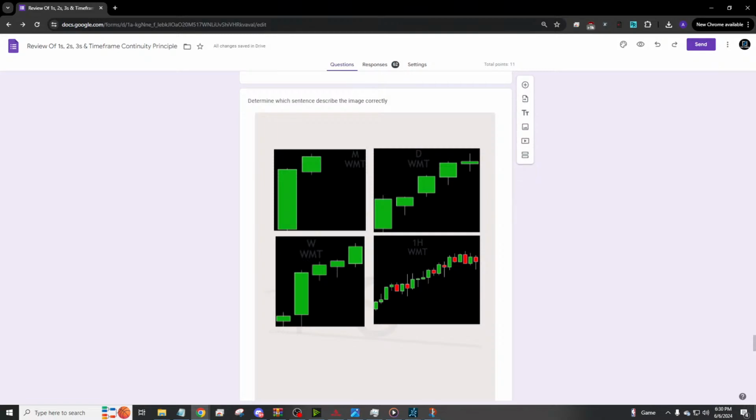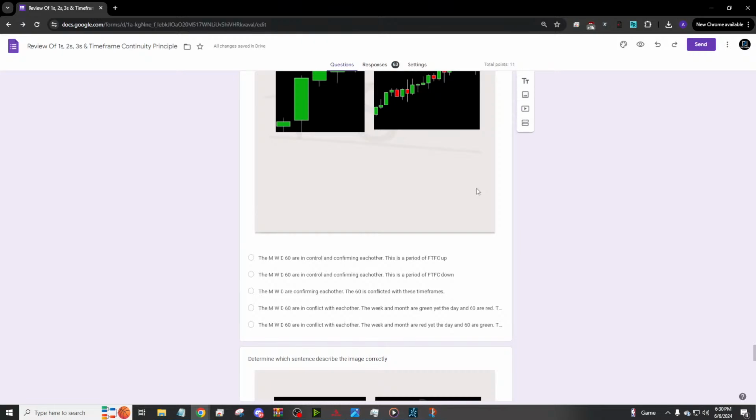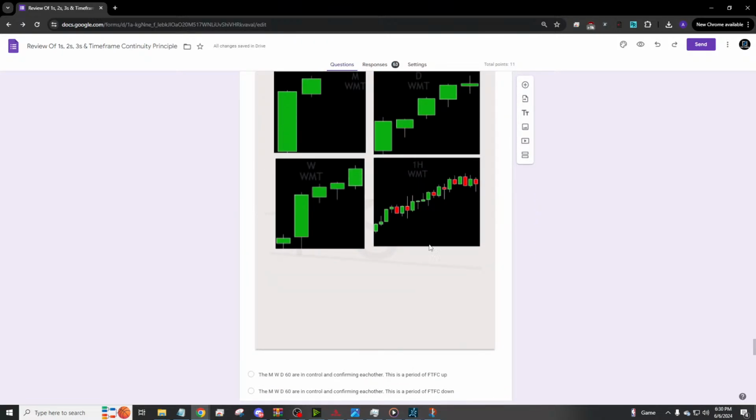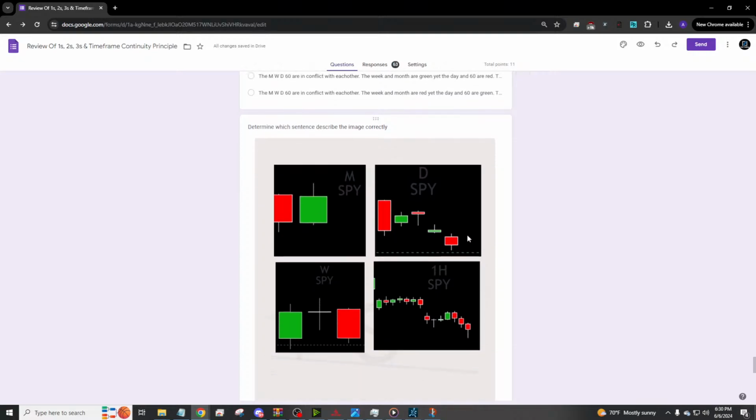And then on the next one, almost every single person got this correct. So in this scenario, the month, the week, the day, they're all confirming each other to the upside, and the 60 is conflicted. So you're going to see they're confirming each other. The 60 is conflicted with these time frames. Everyone got that good.